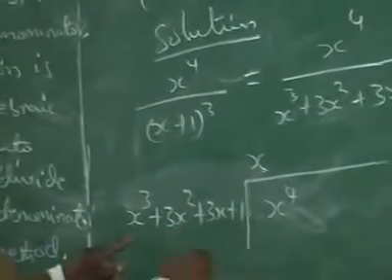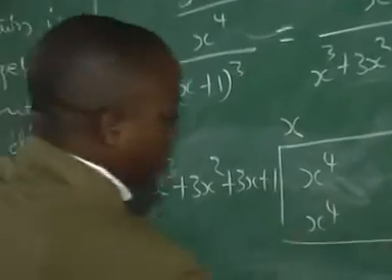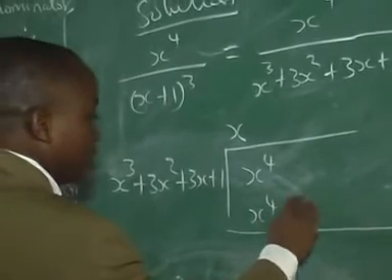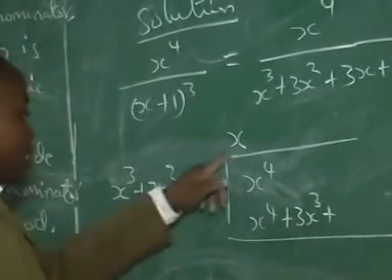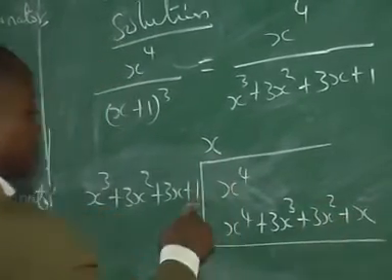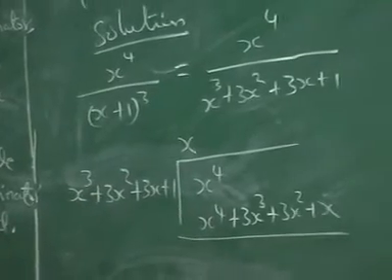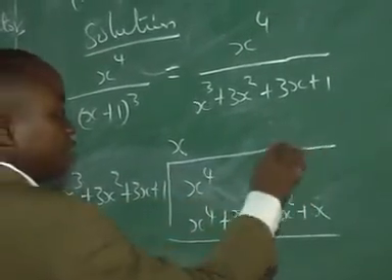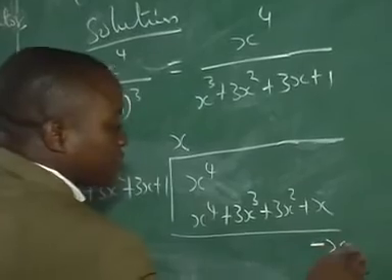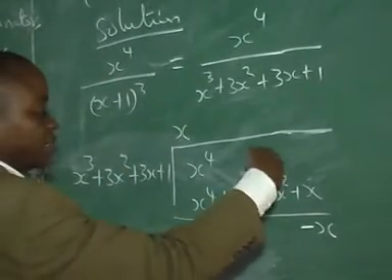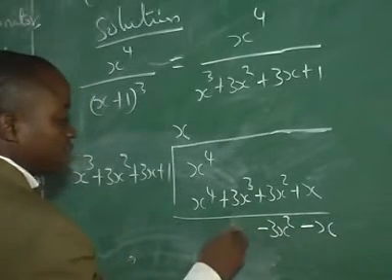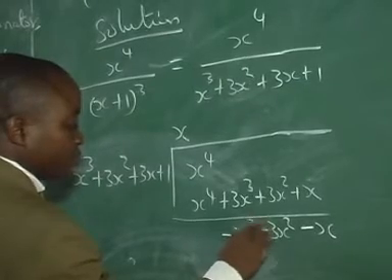Then x times this will give us x raised to the power 4. Alright. This times this will give us plus 3x raised to the power 3. Then x times 3x will give us 3x squared, plus x times 1, that is x. Now we are going to subtract. Here nothing is here, so it's just 0 minus x, so we have minus x. Here 0, so minus 3x squared. And then here we have minus 3x cubed.